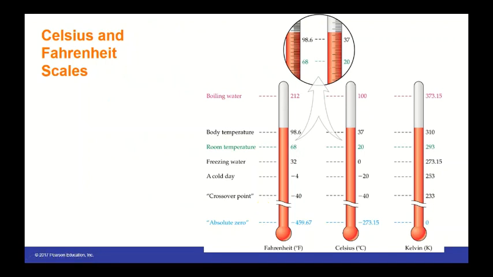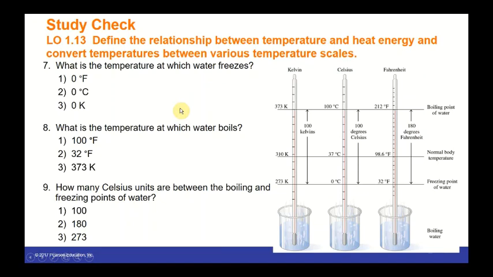Here's a representation of the three temperature scales: Fahrenheit, Celsius, and Kelvin. Notice that at 100 degrees Celsius, we have the boiling point of water. And on the Kelvin scale, it's 373.15, where it's 212 on the Fahrenheit scale. Let's take a look at these scales quickly, and we'll do some calculations in a moment.